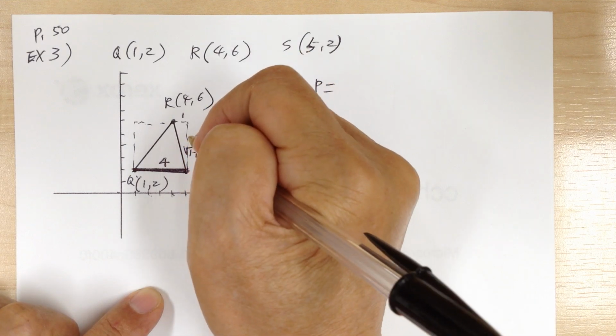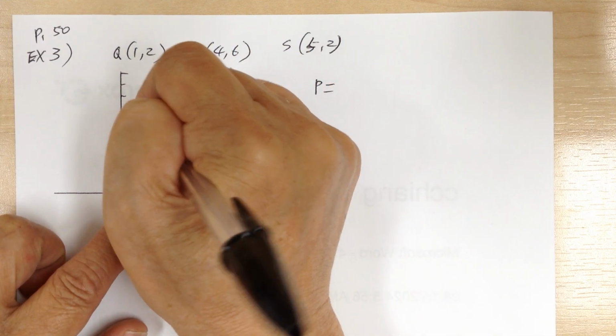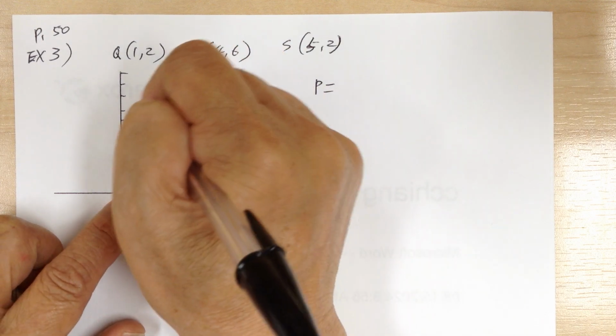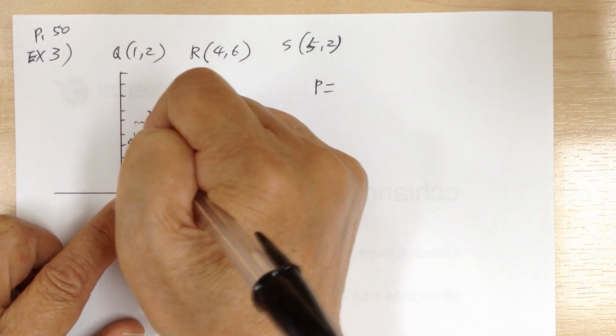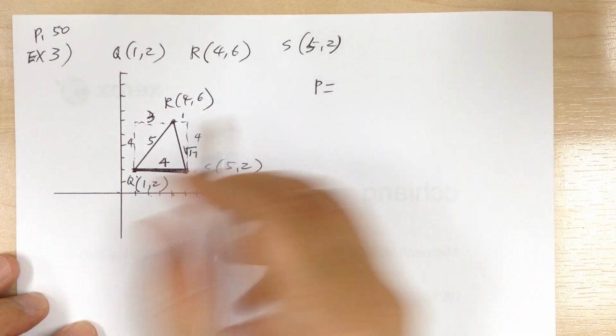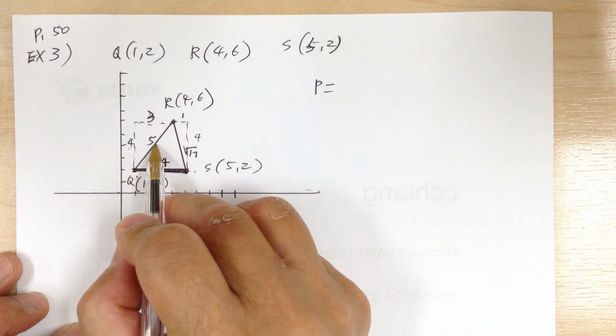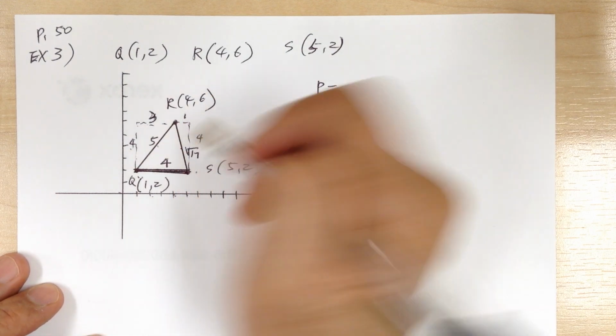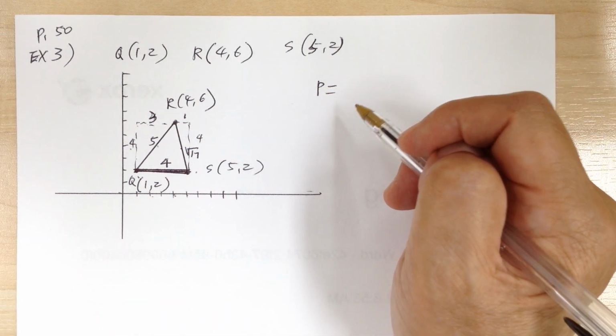Okay, and this is 4. This is 4, 3. So 3, 4. This would be 5. Okay, again, use your a squared plus b squared equal to c squared. And again, a squared plus b squared equal to c squared. So you should know how to do that.